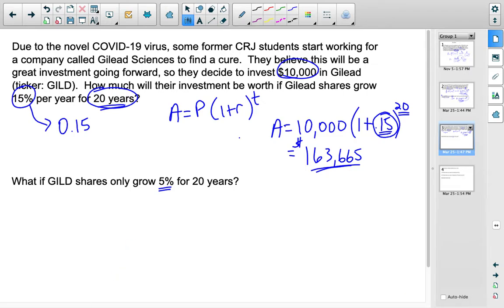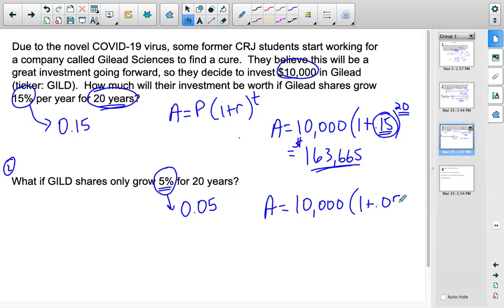The second question down here is what if it only grows for 5%? Remember, this is not 0.5. This is 0.05 as a decimal. So now we've got still our initial 10,000 times 1 plus 0.05 to the 20.